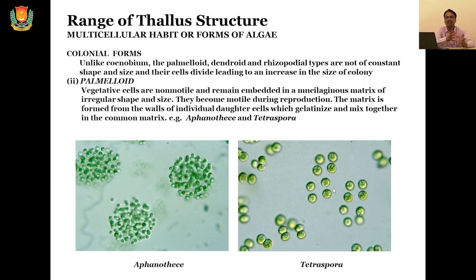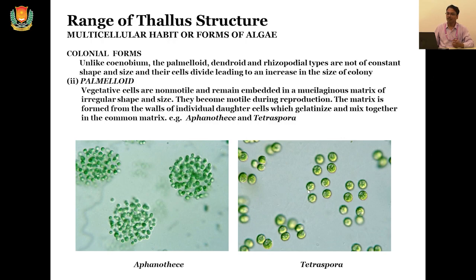In coenobium, you have seen that the cell number of a particular colony remains constant throughout the vegetative phase. Then you call it a coenobium. In other colonial types, cell number does not remain constant, as in palmelloid, dendroid, or rhizopodial forms. Let us see now what is the palmelloid form. In palmelloid form, vegetative cells are non-motile. So during the vegetative phase, cells are non-motile and remain embedded in a mucilaginous matrix of irregular shape and size, like here, you can see in Aphanocapsa. They become motile during reproduction. So in the palmelloid colony, cells remain non-motile at the time of vegetative growth, but at the time of reproduction, they may become motile.